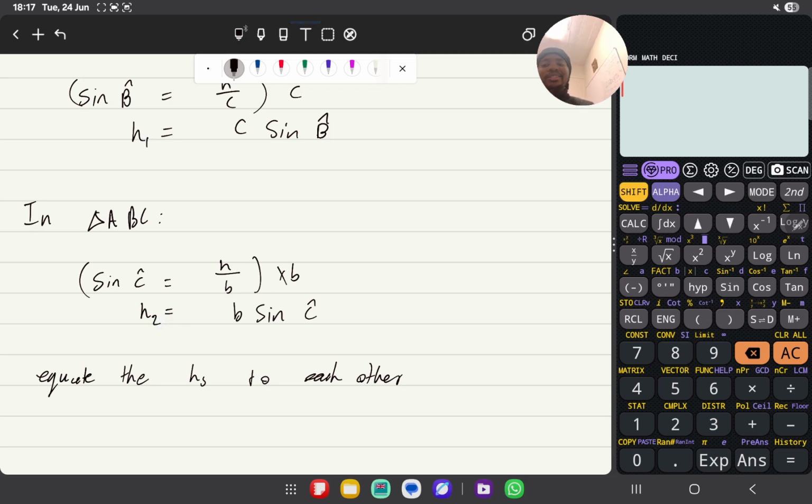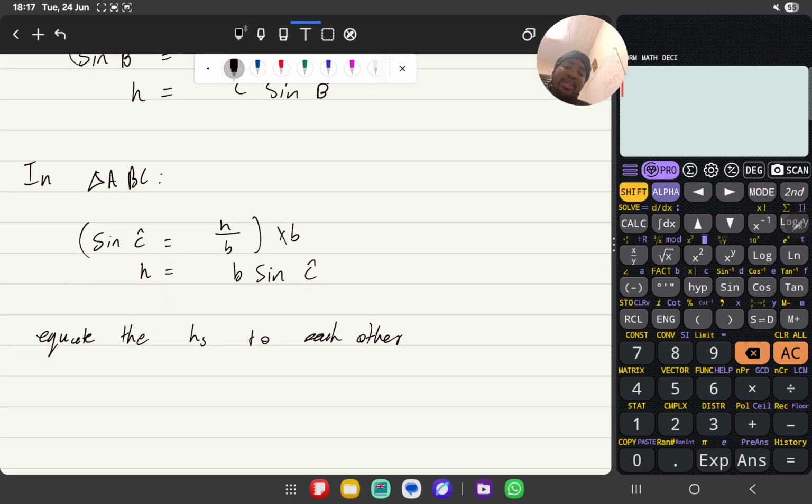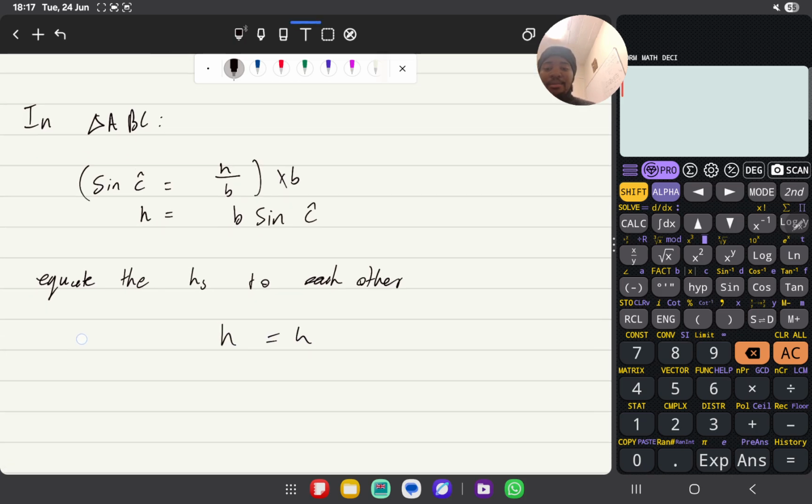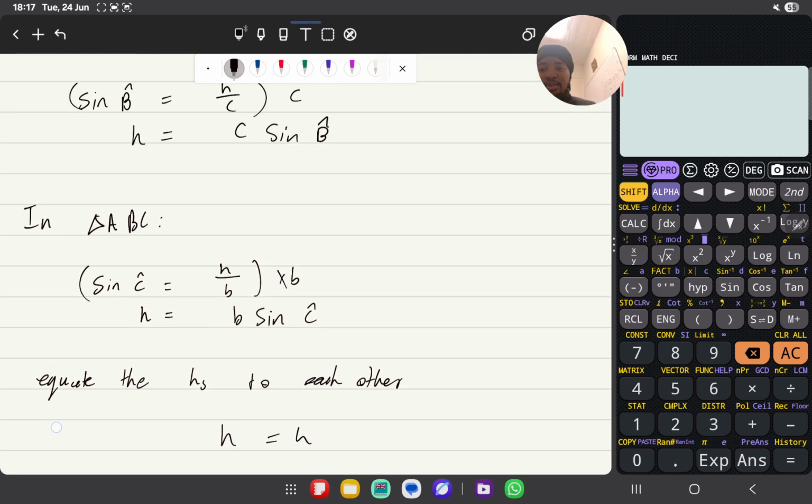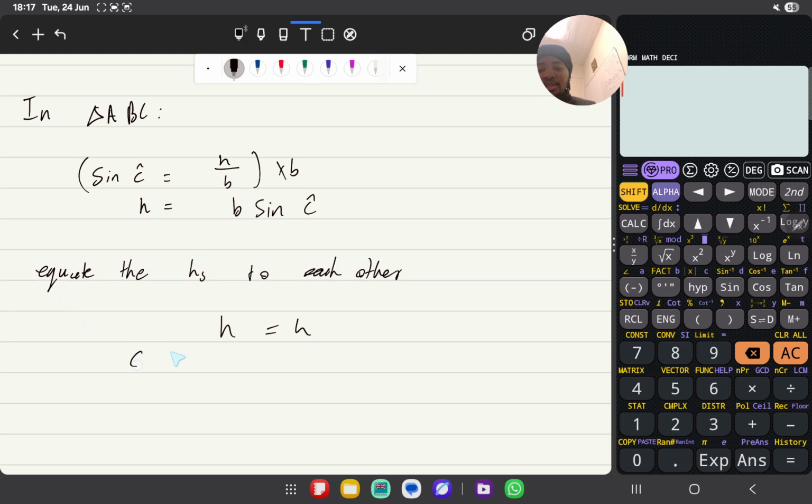Now we're going to equate them. Say this is H1, this is H2. Actually it's the same H, so this is not necessary. So let's equate them together. We have H equals H. That means C sine B equals B sine C.